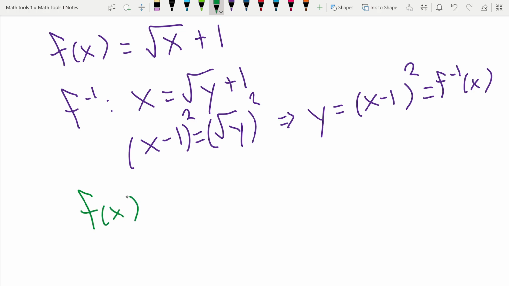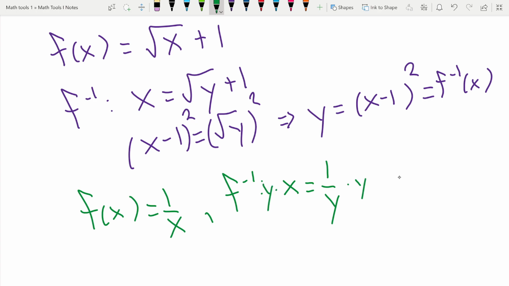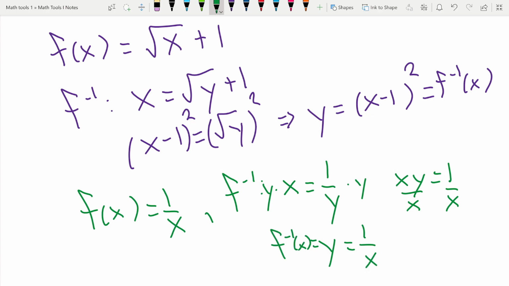Back to that special case, 1 over x, we already saw it's its own inverse. How does that come up algebraically here? Okay, so for f inverse, we have x equals 1 over y. So we multiply both sides by y. We get xy equals 1, and then we divide both sides by x. Okay, so we get y equals 1 over x, which is f inverse. So again, we verify algebraically it's its own inverse.